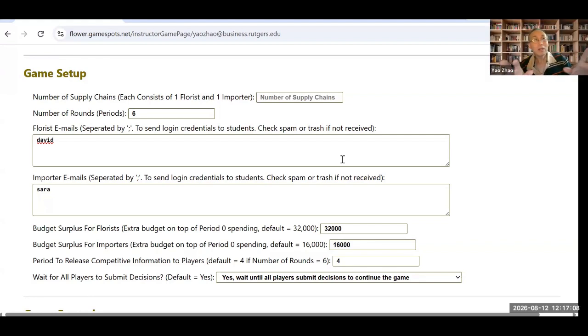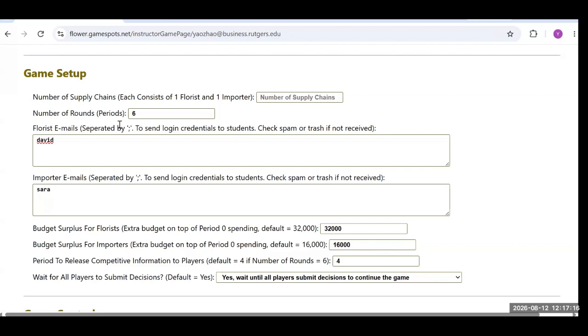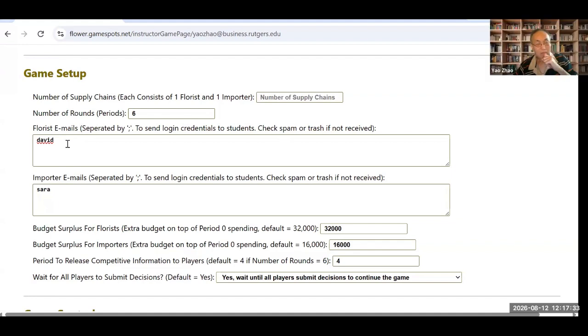Oh, I'm sorry. Let me step back. When you talk about the same team, are you talking about two teams in the same supply chain, or different? Here, for example, florists and importers. We have 5 people in florists, 5 people in importers. Those 5 who are florists, would they see the same information, or does each one act differently? How can I see the performance of each student in these roles? They see the same information. They are in the same team. You only see their team's performance, not individual students' performance.